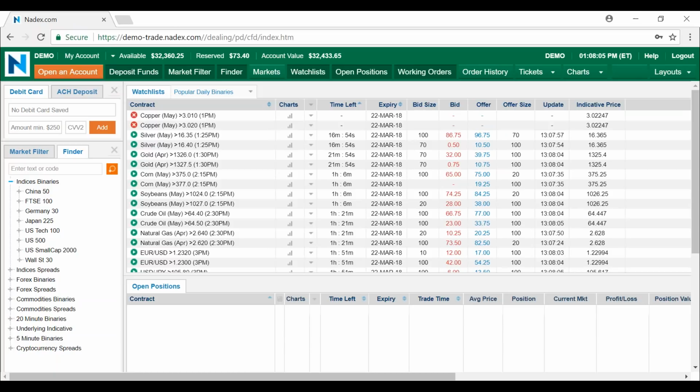These bottom four here are some U.S. indices. We've got the US Tech 100, which is a derivative of the NASDAQ, the US 500, which is a derivative of the S&P, the Small Caps 2000, which is a derivative of the RTY, the Russell, and the Wall Street 30, which is a derivative of the Dow. All right, so we're going to mainly be talking about these bottom four today, the US indices.